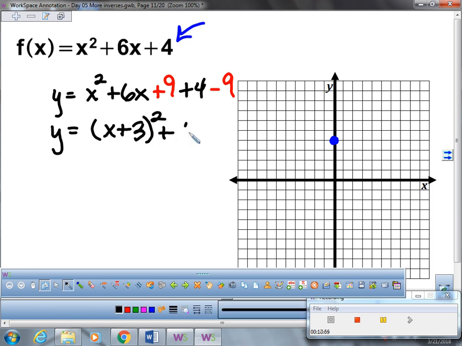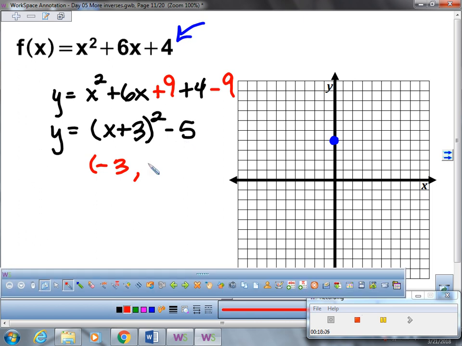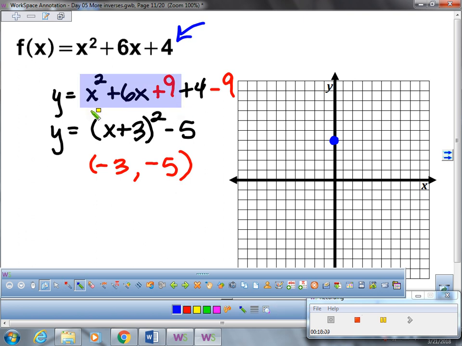So now I just have that. So now where's my vertex? Negative 3. Whoops. Negative 3. Sorry. Negative 9 and positive 4 is negative 5. Thank you, Amadeus. This right here is this, and negative 9 and positive 4 make negative 5. Make sense now?